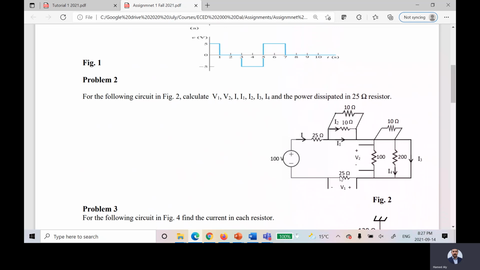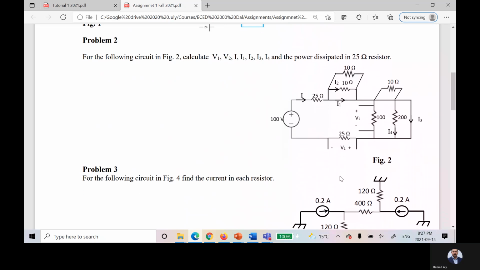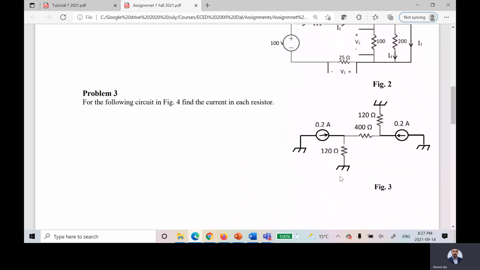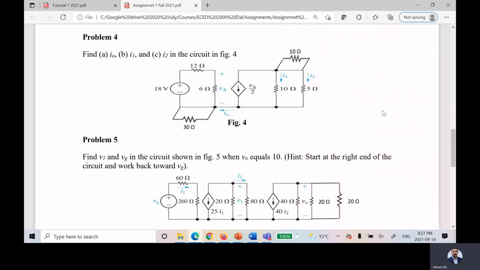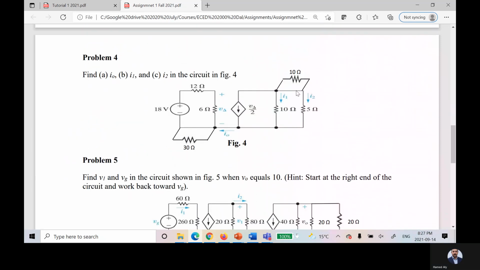Let us see the other problem. So problem 2 is similar to what I have already solved. Problem 3, similar to what I have already solved. What is the current in this guy? What is the current in this guy? What is the current in this guy? What's going to happen to this guy?